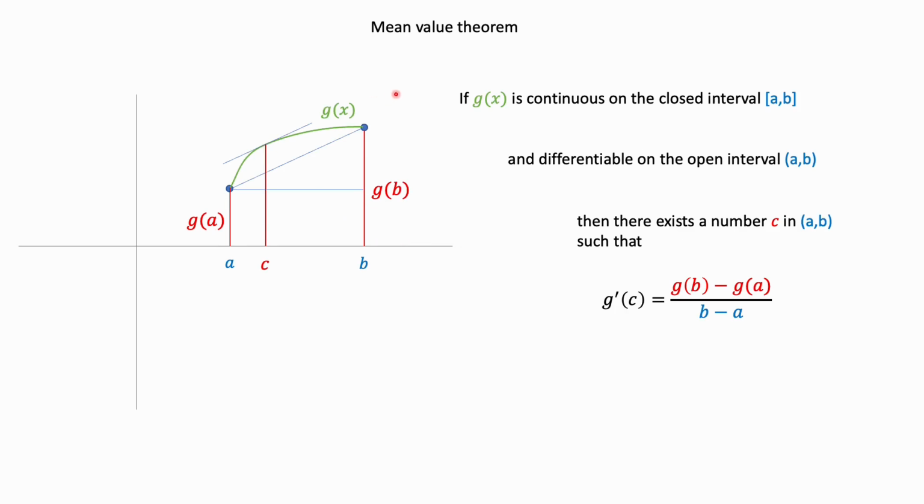The accurate statement of the theorem is that if g of x is continuous on the closed interval a, b and differentiable on the open interval a, b, then there exists a number c in the open interval a, b such that the derivative of the function at c, in other words the slope of the function at c, has the same value as the slope of the line joining the endpoints a and b. So this theorem makes complete sense, and we're going to use it to derive the fundamental theorem of calculus in the next video.